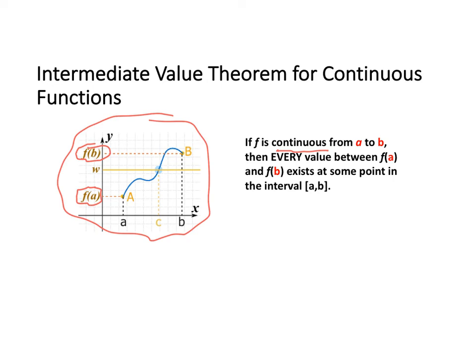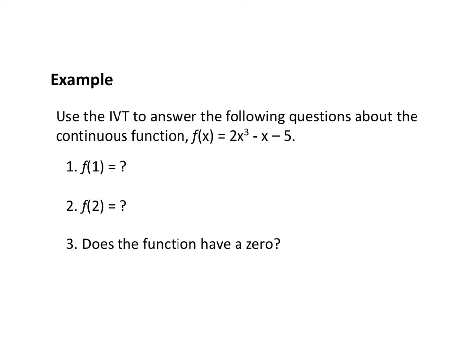Now, you might say, well, isn't that obvious? Well, it sort of is, but it does have value, and let me show you an example where you can use this intermediate value theorem to good use. Here's an example. We want to use the intermediate value theorem, and I've abbreviated it here by IVT, to answer the following questions about the continuous function f of x is equal to 2x cubed minus x minus 5, all right? So we're told that function is continuous. Well, first of all, they want to know what is f of 1, what is f of 2, and does the function have a 0?